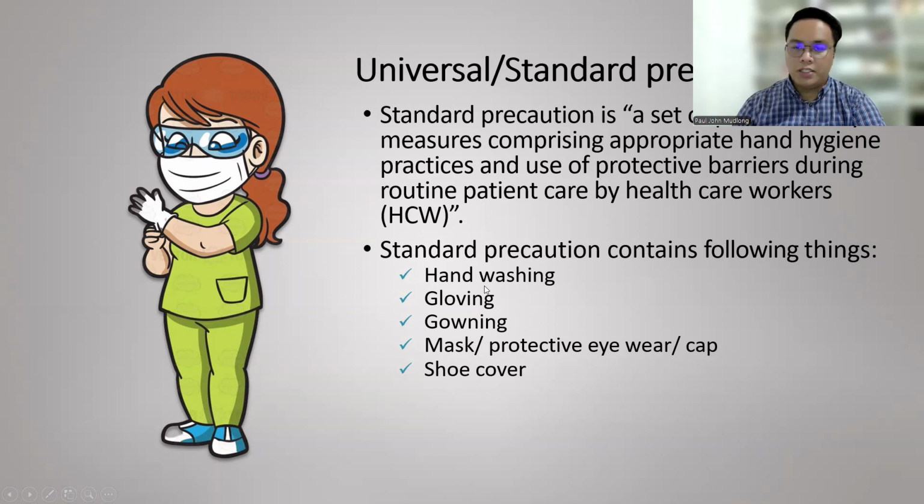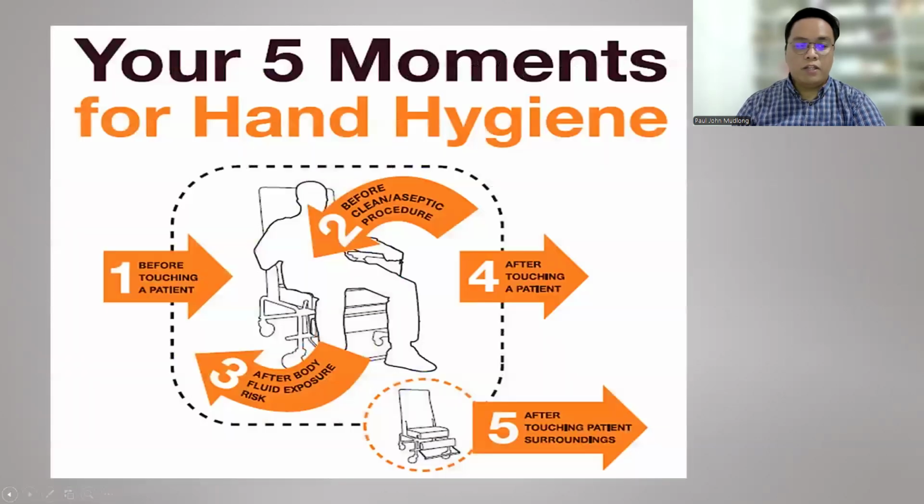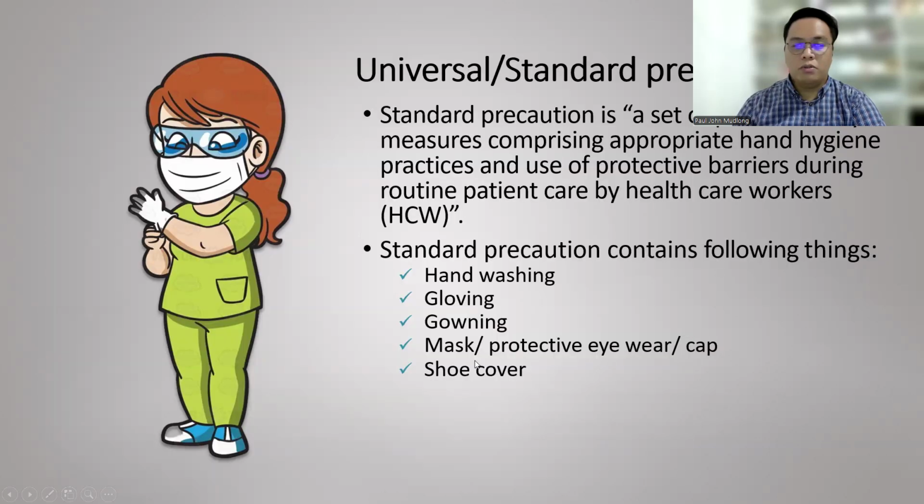So hand washing, that's the golden rule. Gloving, gowning, mask, protective eyewear or cap, and shoe cover. So we all have that in ICU. We have a shoe cover, we have a mask, we have protective eyewear, we have a gown. We do hand gloving most of the time, and we do regular hand washing.